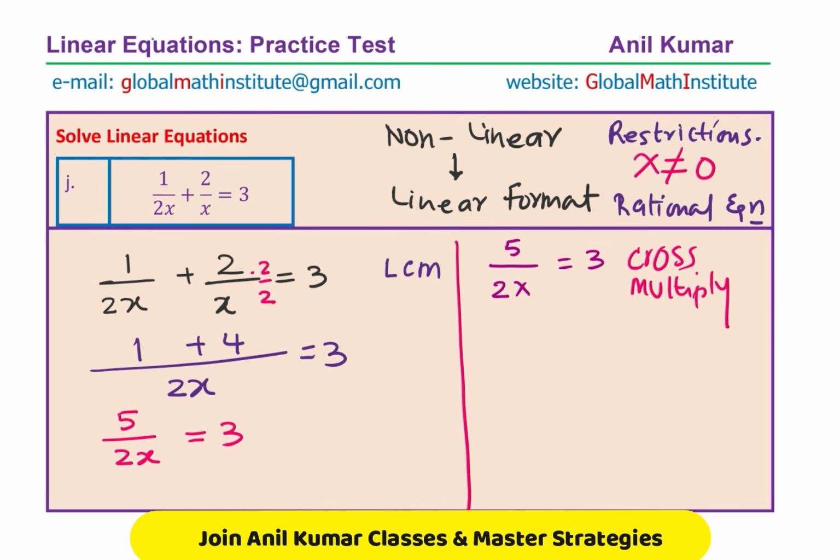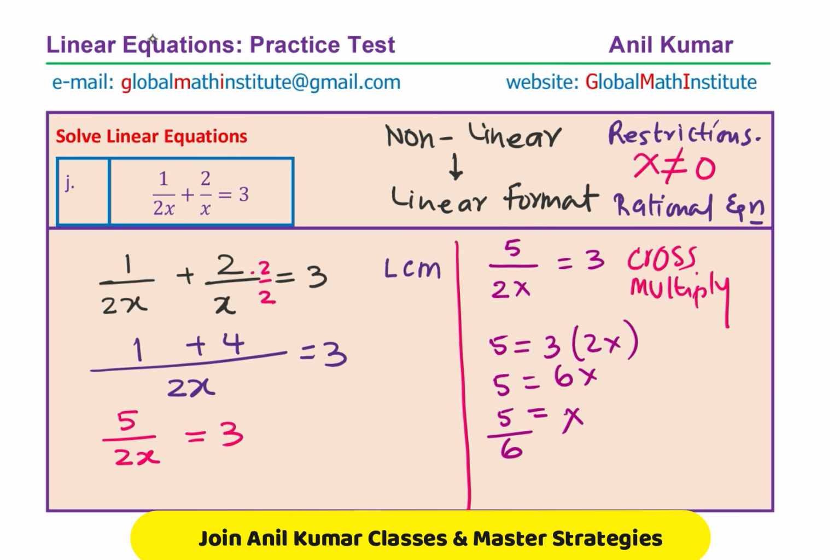There are many ways to do it. We are doing it like 5 equals 3 times 2x, which gives you 5 equals 6x. Now to isolate x, I'm going to divide by 6. So dividing by 6, we get x equals 5 by 6. You get the idea. That is how we got our solution.